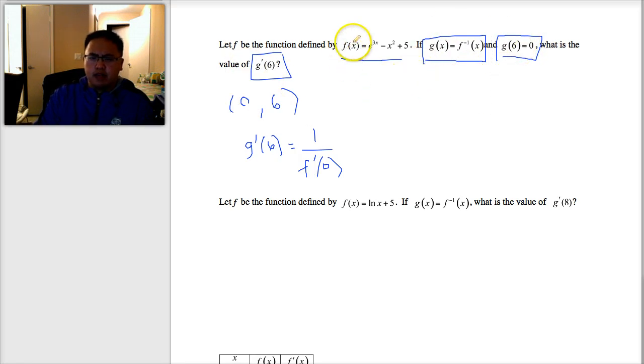But they did give me f of x, right? So I think you guys are bright enough to think about this. Can't I take the derivative of f of x and then plug in 0, and that's how I'm going to get this number right here? Yeah, I could do that.